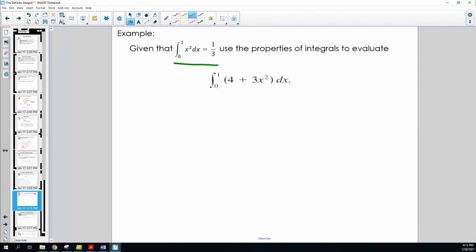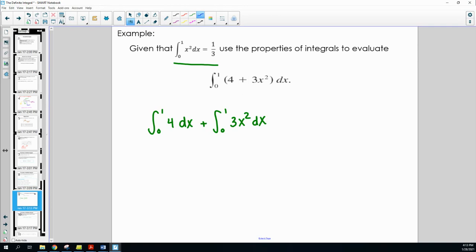Since we have addition, we're going to break this into the integral of the first thing plus the integral of the second thing. So we've got the integral from 0 to 1 of 4 dx. So the dx is going to go with both of them. Since it's outside the parentheses, it's part of the 4 and it's part of the 3x squared. So we have this integral and then plus the integral from 0 to 1 of 3x squared dx.